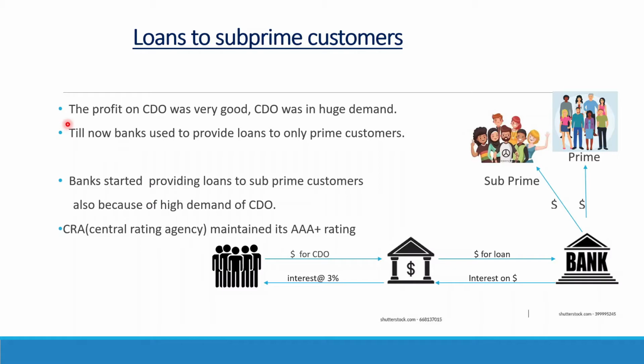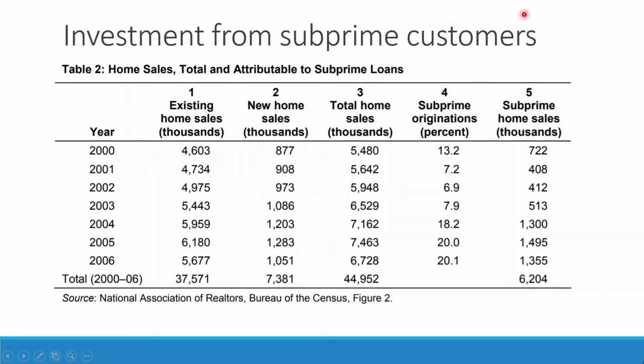So now the profit on CDOs was very high, and CDOs were in huge demand. Till now, banks used to provide loans only to prime customers, but now banks started providing loans to subprime customers also, because the demand for CDOs was so high that it pressurized the banks. The CRA, Central Rating Agency, maintained its AAA plus rating. Here is when things started going wrong. Now that loans were provided to subprime customers also, the CRA should have lowered the rating, but they didn't. So the trust was there.